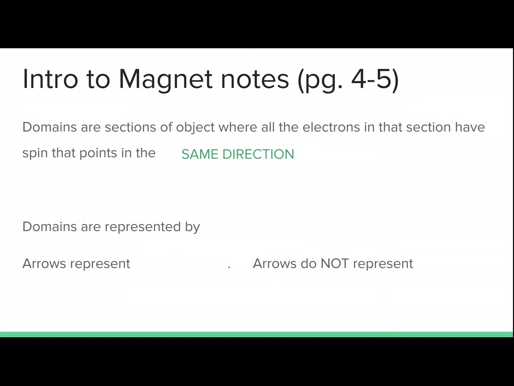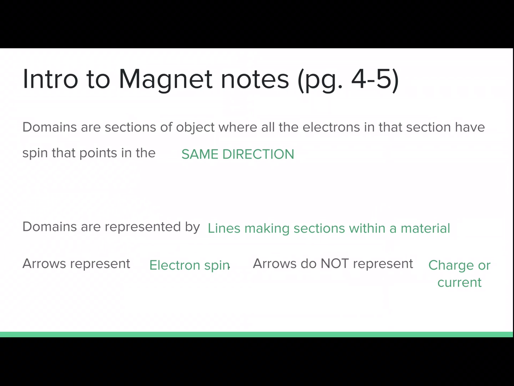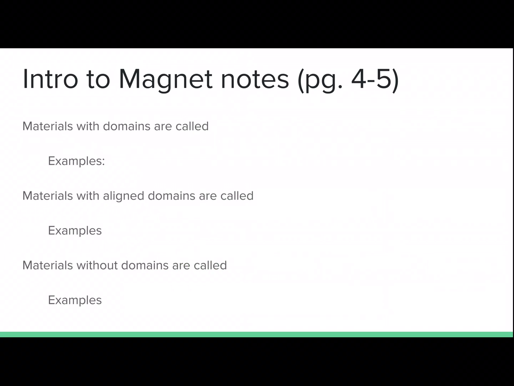They talked about kingdoms. So in this unit, we are going to represent domains by these little sections within a material, so those lines that make these sections. And arrows represent the electron spins within those domains. They do not represent the charge or the current. So we'll show you in a few slides what that looks like in our diagrams this unit.